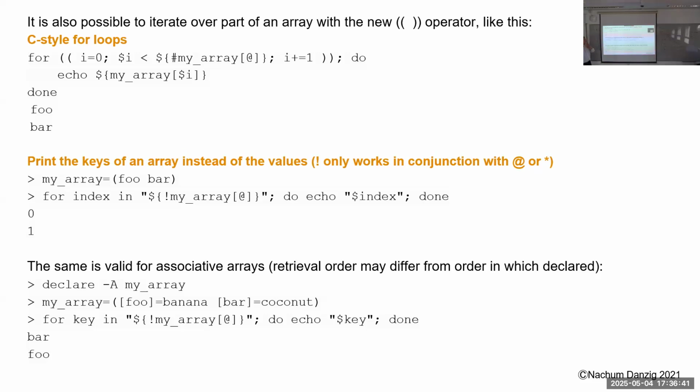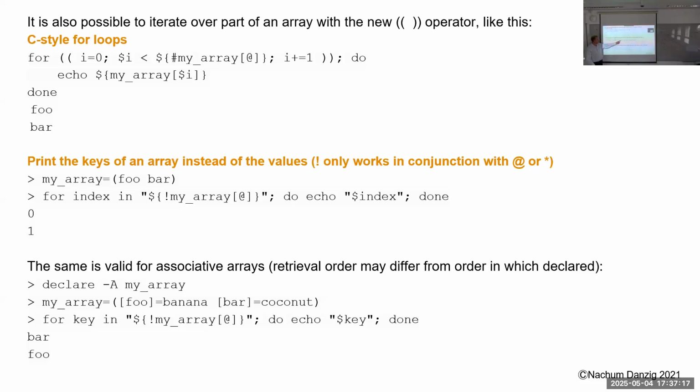Okay. Here's another example. Print the keys of an array instead of the values. Only works in conjunction with the @ or the star. So here I made an array, a regular array. Notice it's not an associative array. I didn't even declare it. I just wrote my array equals foo bar, for index in... What does this mean, this exclamation mark? If I would not have written the exclamation mark, what would I have gotten?